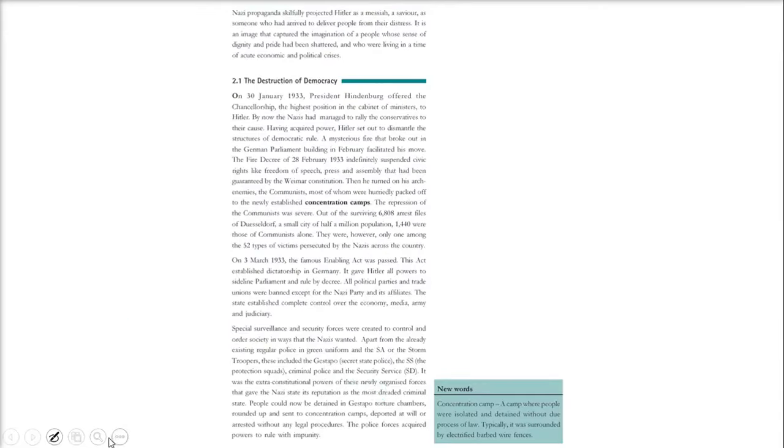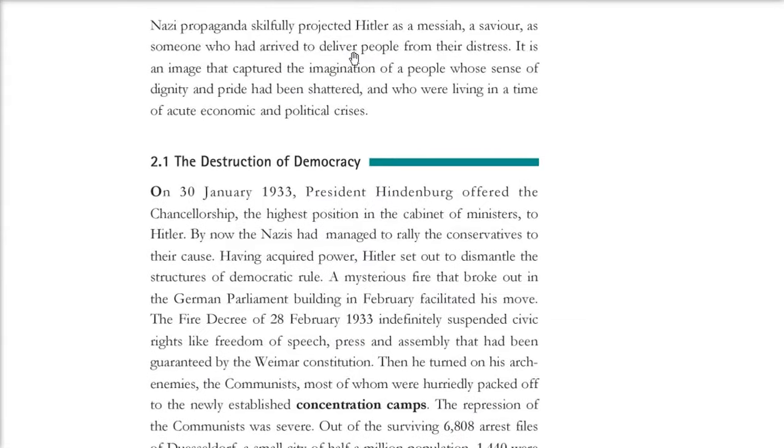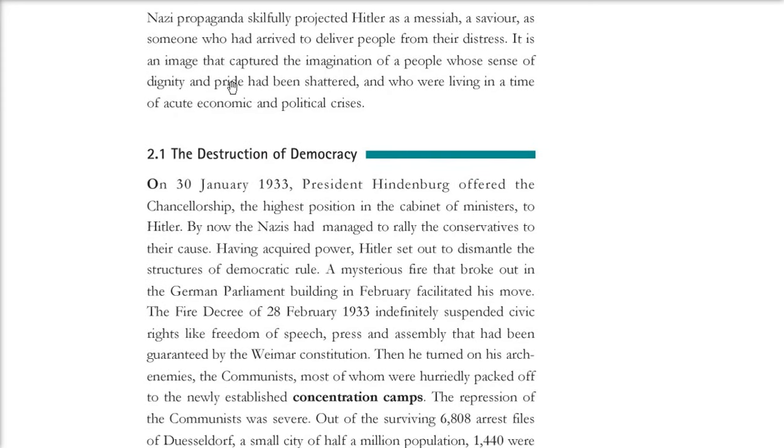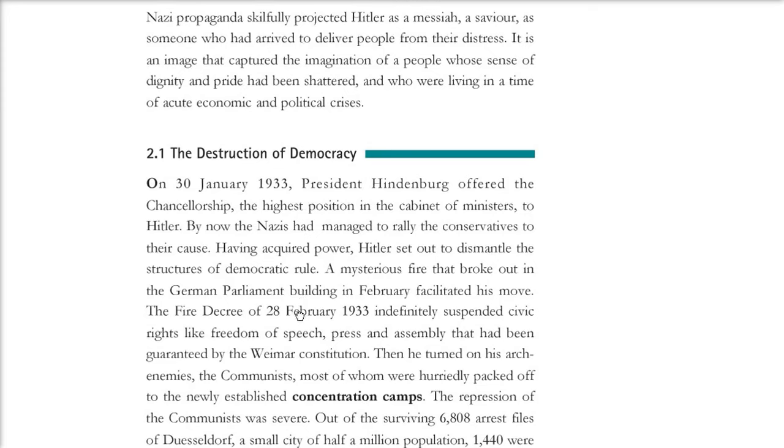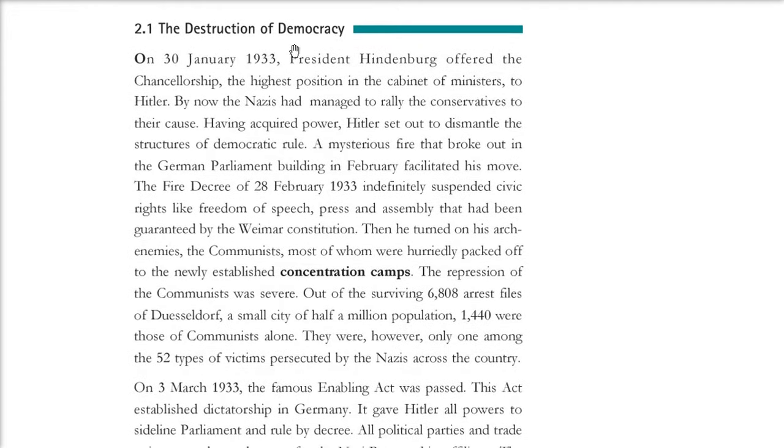As we say, it was propaganda. It projected Hitler as a Messiah, a savior, who alone could relieve people from distress. This is what the people wanted, because their dignity and pride were shattered, and they just wanted something to happen, and they saw it in Hitler. So how did this destruction of democracy take place?